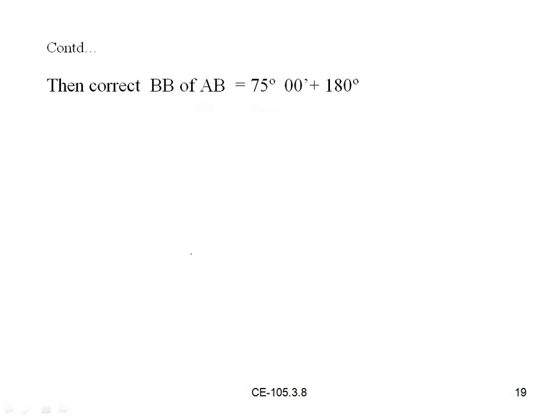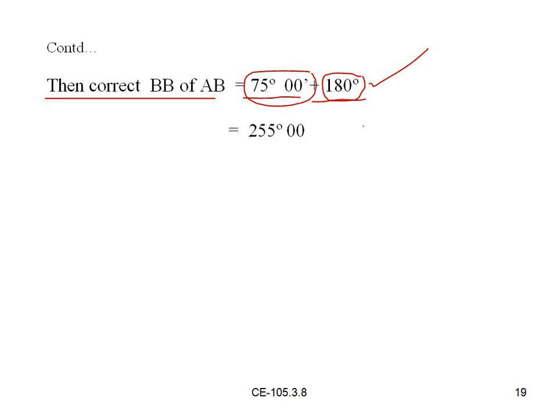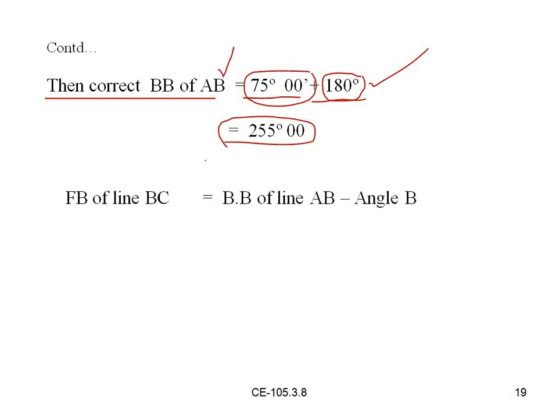Meanwhile, for the correct back bearing of AB, we have seen the correct forebearing of AB. Now we have to see the correct back bearing of AB, that is 75 degrees 0 minutes plus 180 degrees. Why are we doing the addition here? Because the forebearing of AB is less than 180 degrees. So that's why we have to add 180 degrees, then we will get 255 degrees 0 minutes. It is the corrected back bearing of AB.